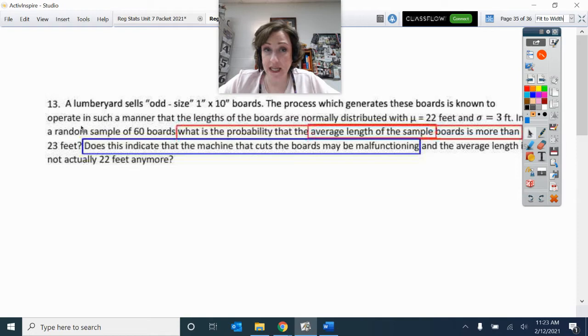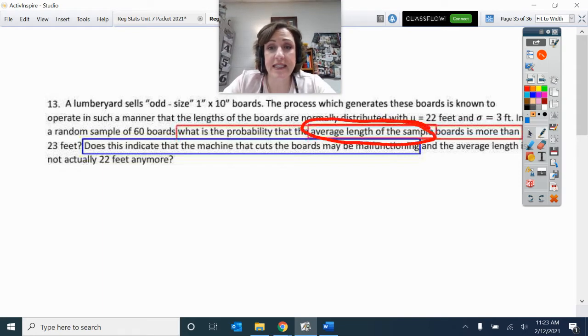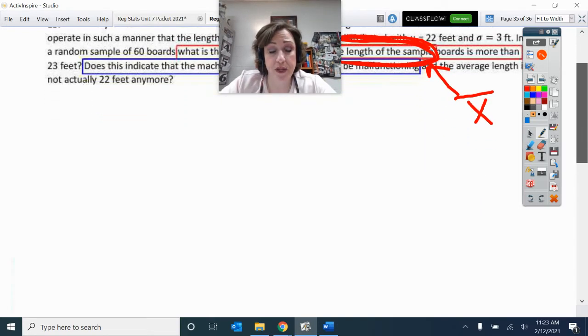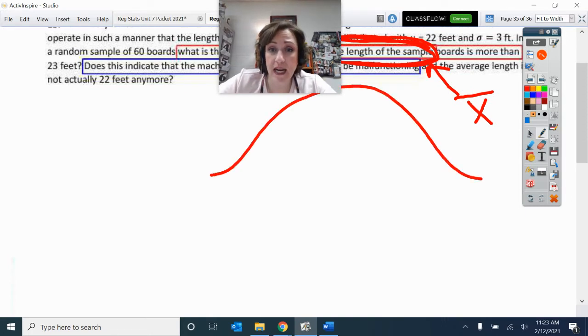And so then we take a random sample of 60. What is the probability that the average length of the sample of boards is 23 feet or more? So that means they're asking about the probability of finding an X bar at a particular location. So recall, we're going to have all the individual boards and their lengths that they are cut. And so then we've got all these individual amounts.